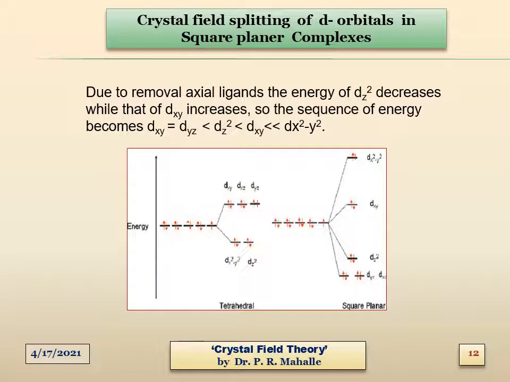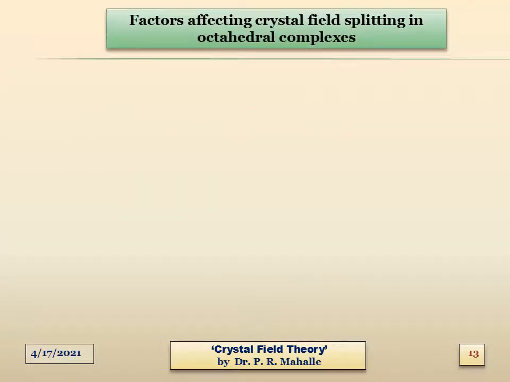Here we can see the splitting of the d orbitals in square planar complexes, which is deviated from tetrahedral complexes due to the change in the field strength of the dxy and dz square ligands. Now we will see the factors of crystal field splitting in octahedral complexes.